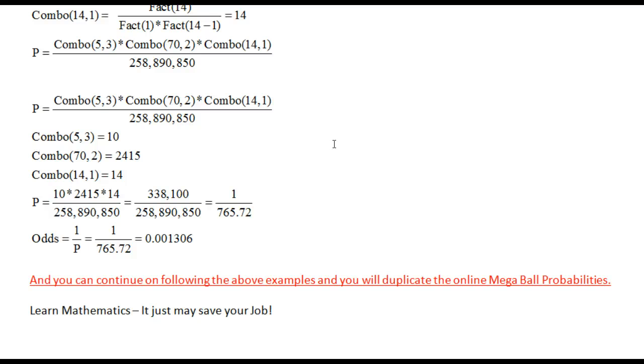And you can see that that's mathematics, and it has nothing to do with how many people buy tickets, or how many tickets are sold. All that means is somebody's going to win. If they sell 258,890,850 tickets, and all the tickets are different, then somebody's going to win. Okay, that's all that means. The odds aren't changing whatsoever. Okay, because the odds aren't based on people; it's based on the combinations of the numbers. And isn't that great? To me, that is.